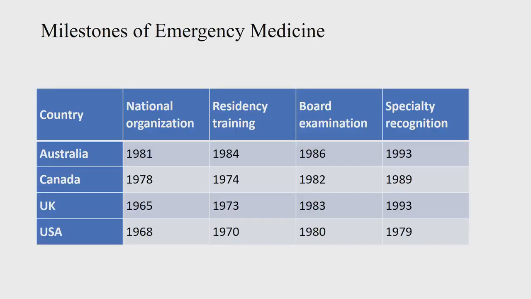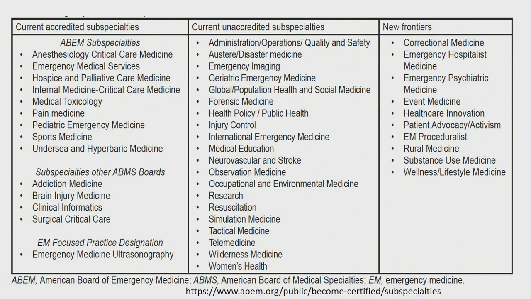If we look at different countries and how it has evolved, in the US it was recognized in 1968 and specially recognized in 1979. Within 10 to 20 years, Australia, UK and Canada also gave special recognition, but it was still lacking in India in that period. Over time, the American Board of Emergency Medicine recognized different subspecialties and certified them under the umbrella of emergency medicine, including toxicology, pain medicine, sports medicine, brain addiction medicine, and especially pediatric emergency medicine. Within 2 years of recognition of emergency medicine, they recognized that children are not small adults and require special care.